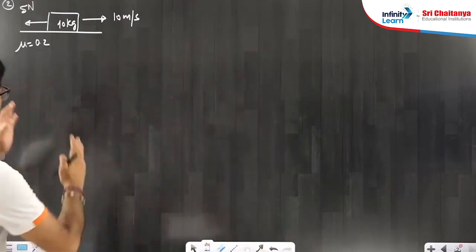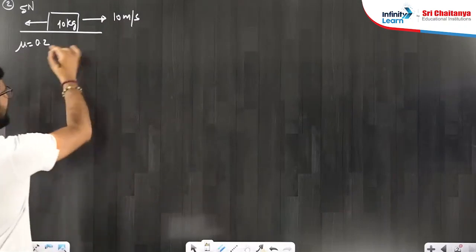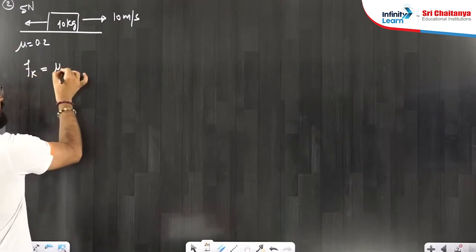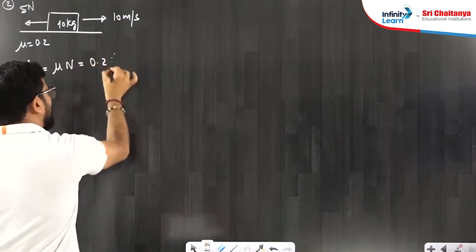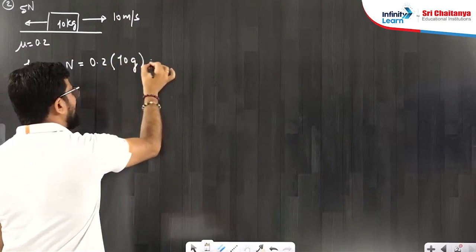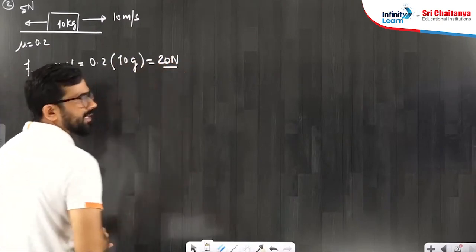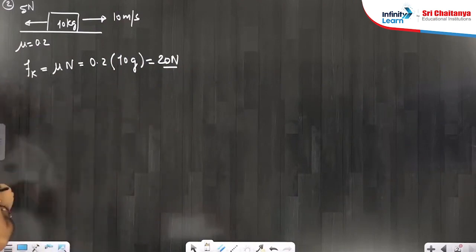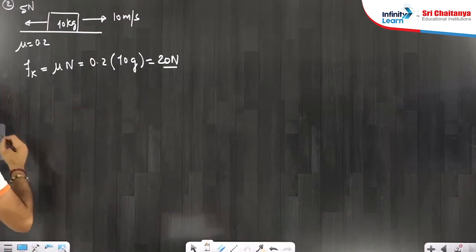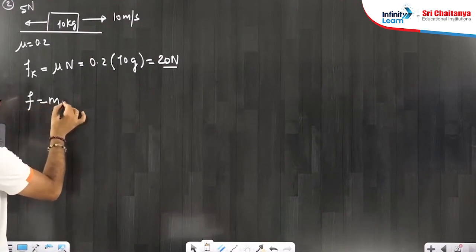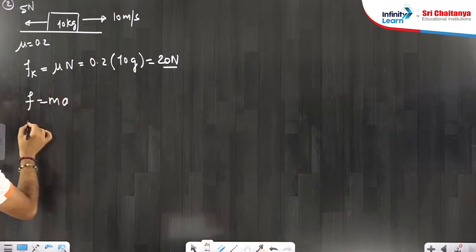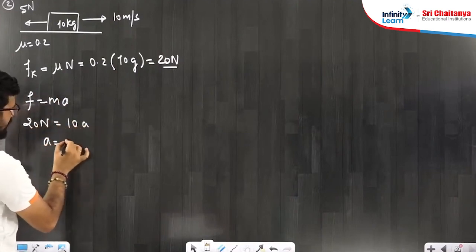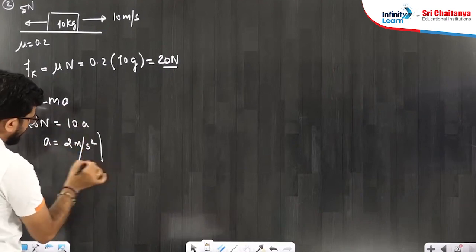Good. Now we have to continue. We have to solve this. What is the kinetic friction? So kinetic friction, we can directly say, is nothing else but mu into N. Mu is 0.2. What is the N? 10 into g. That means we can say 20 Newton. This is the friction force acting on it. Very simple thing. Now we have to find the retardation. What is the retardation? F is equal to m into a. That means 20 Newton is equal to 10 into a. That means a is equal to again 2 meter per second square.